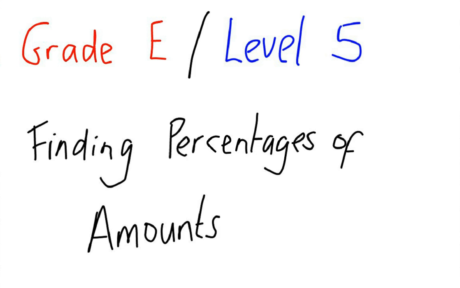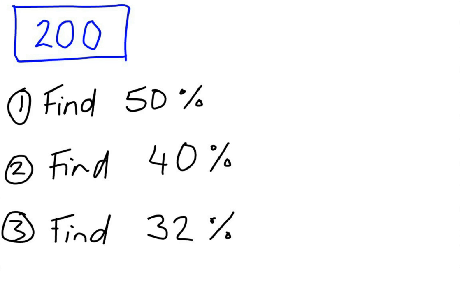It's Grade E at GCSE or Level 5 at Key Stage 3, and it's all about finding percentages of amounts. So let's get started. The kind of questions we're going to be working with: I'm going to give you an amount, and that amount is 200. The questions are finding 50%, finding 40% and finding 32%. I'm hoping by the end of the video you'll understand why each question is slightly more difficult. So let's get started by having a look at question 1.